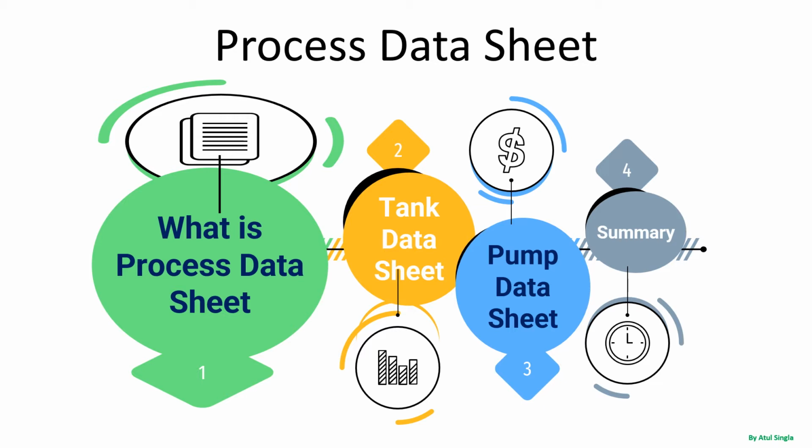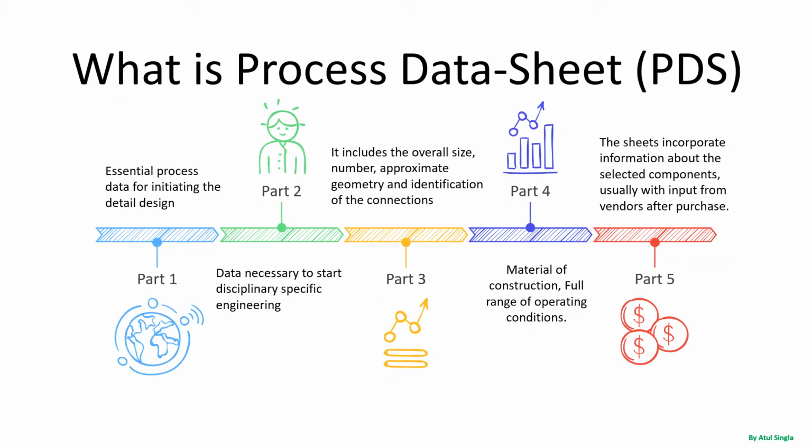We'll start with the basic definition of process datasheet. So what is a process datasheet? Let us look into the basic definition. If you look at this section, essential process data for initiating the detailed design. So whatever data is required when we are going to start our initial detail engineering, each and every discipline will be looking at some kind of process data to start their own activities. So this is the initial document which will be facilitating all these disciplines to start their design work.